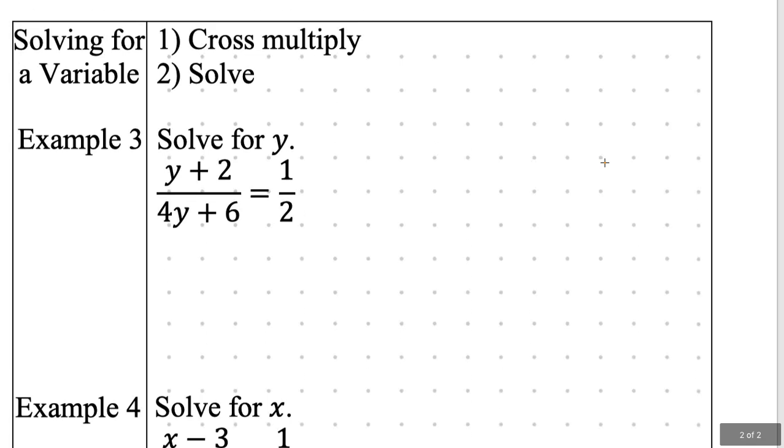Let's go on to the back. Solving for a variable. I consider these to be even easier than the previous problems. They're 2 steps, cross multiply and solve. That's as easy as it gets. So let's do example 3 together. Cross multiply. So if I do this way, it's going to be 1 times 4y plus 6, which is just 4y plus 6. Nice and easy. Let's cross multiply the other direction. This is going to be equal to 2 times y plus 2.